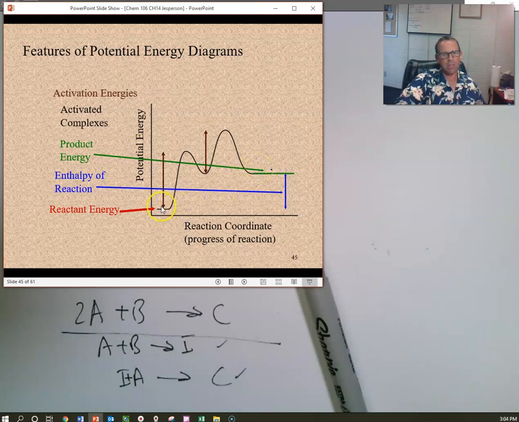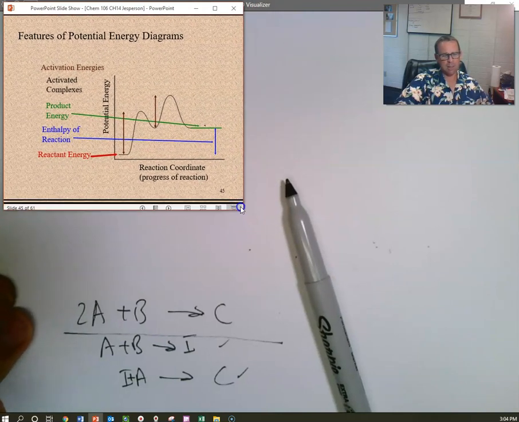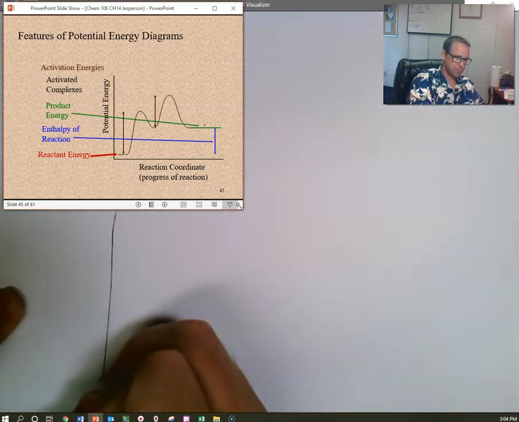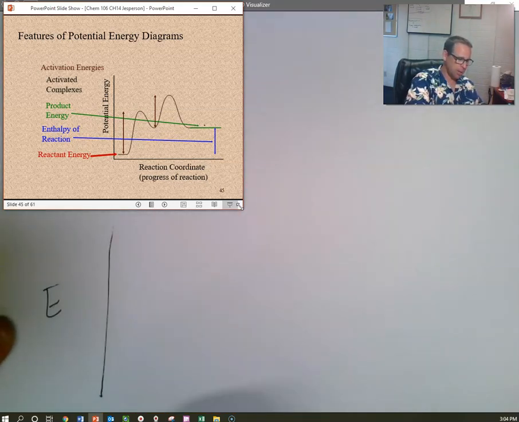The change in products minus reactants, that's the enthalpy of our reaction, right? Whereas, again, to overcome these activation energies, those are called activation energies. The collective activation energy for this reaction would be here, all the way to the highest energy. And that's because if we think about this as a ramp, so here I'm drawing another energy diagram here.